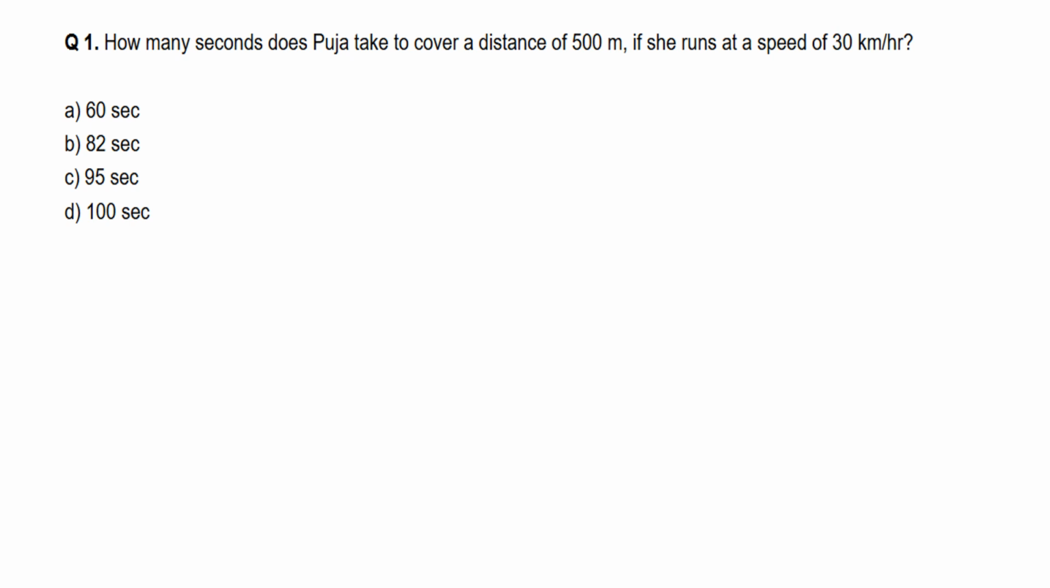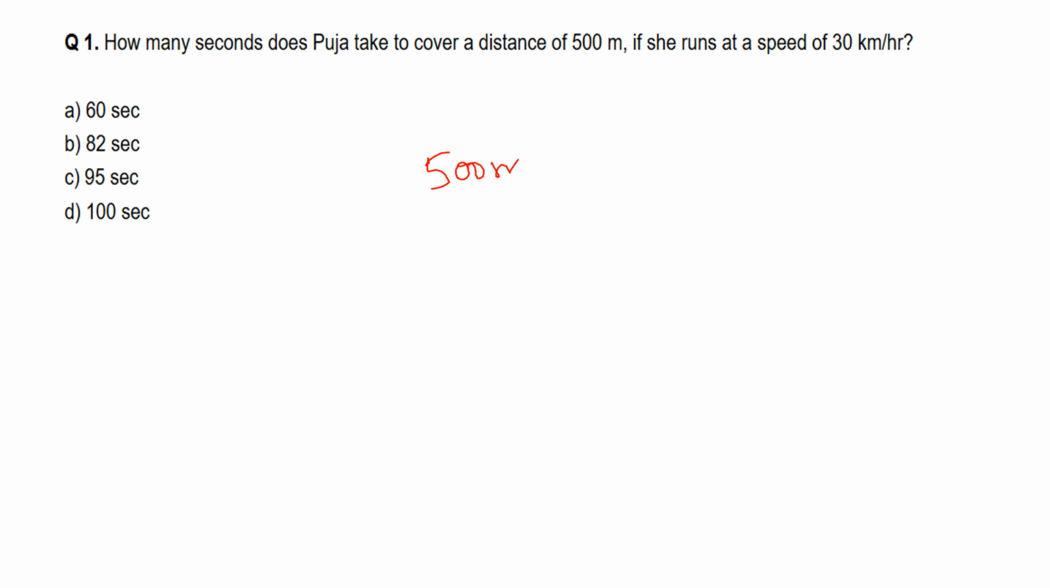So the first question is from a model paper. For better understanding, I just took this question so that you can solve it. First of all, we need to go from the basics so that you can solve complicated questions going forward. The first question: how many seconds does Pooja take to cover a distance of 500 meters if she runs at a speed of 30 kilometer per hour? So what do they give here?